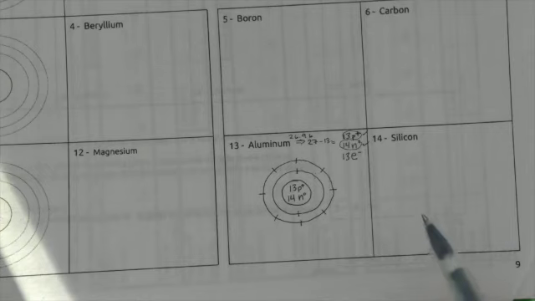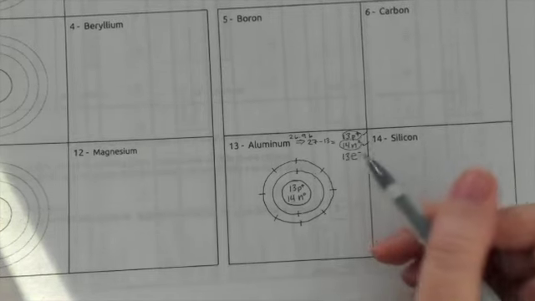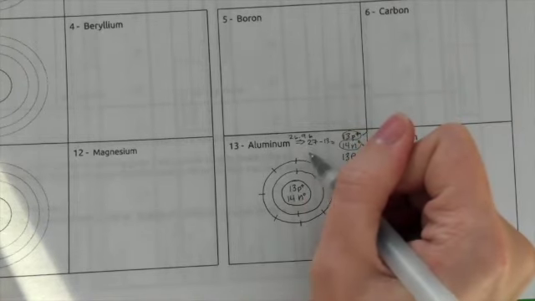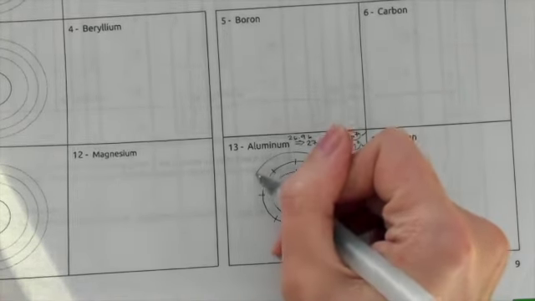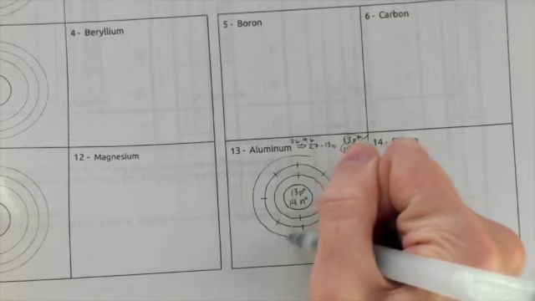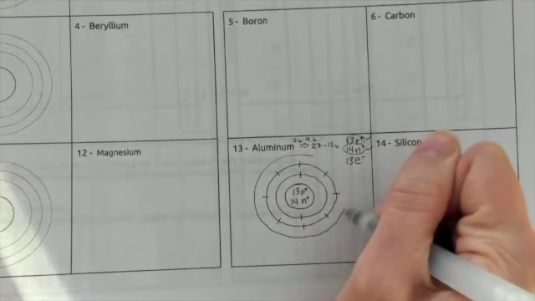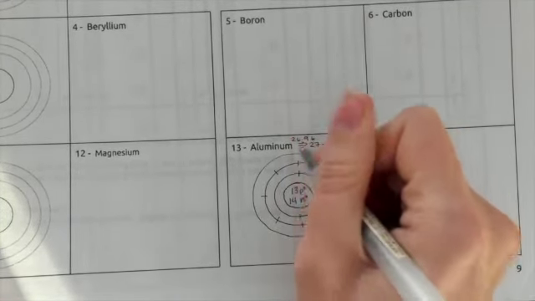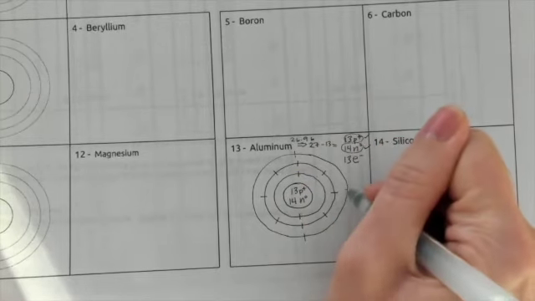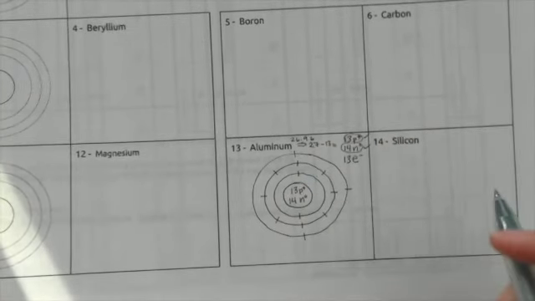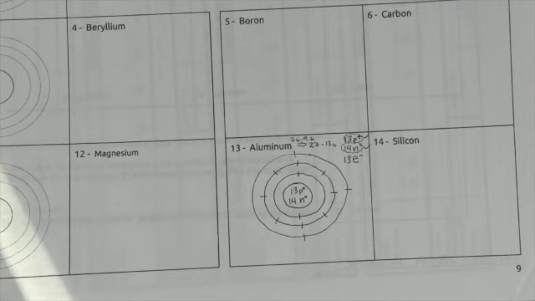We are now going to add our final electrons. We have 3 left. We have 13 total, and we have already added 10 of them. Our last 3 are going to go in the third level. 1, 2, 3. And that is done. That is a completed and correct Bohr model of aluminum.